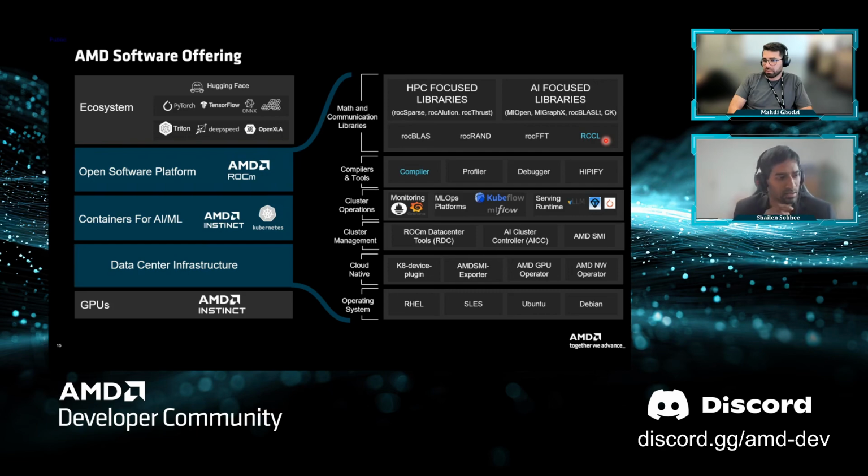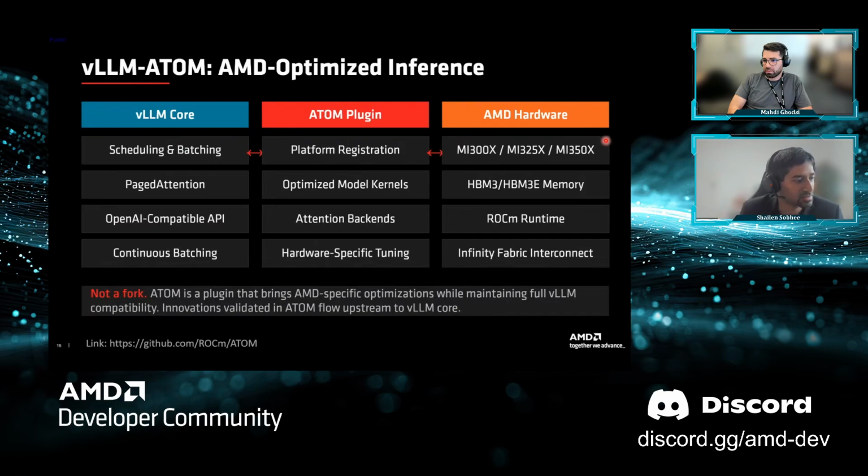I spoke earlier about vLLM Atom. That is this plugin, basically the middle layer between vLLM, the serving engine, and the hardware. And I have put the link down below on GitHub so you can read more about it and try it. What is part of Atom is basically AMD optimized special attention engines that really make AI models much faster.